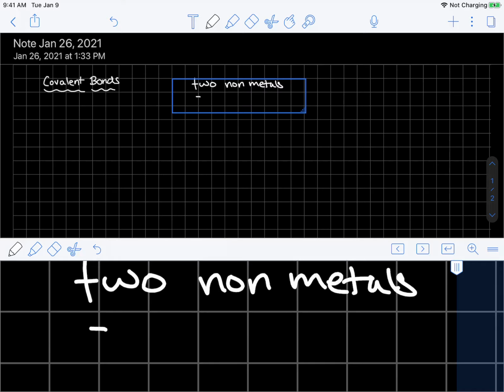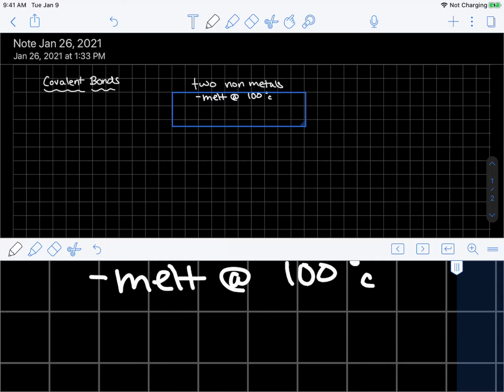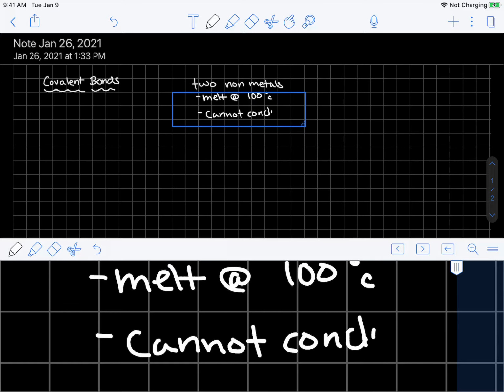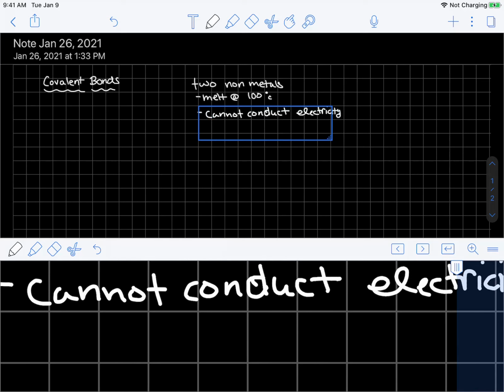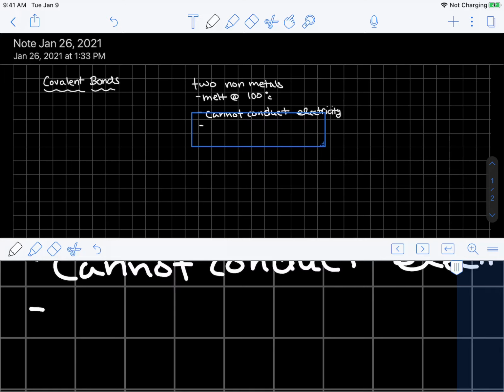Remember, covalent bonds can melt. They have a low melting point, 100 degrees Celsius. They cannot conduct electricity. And they are usually not soluble.